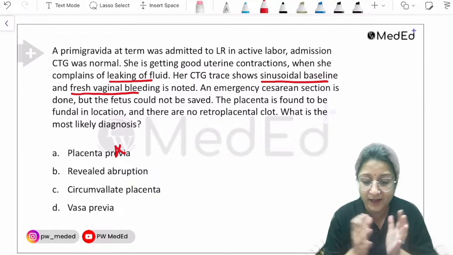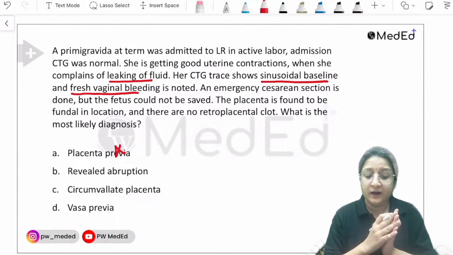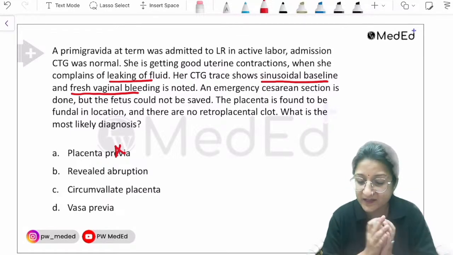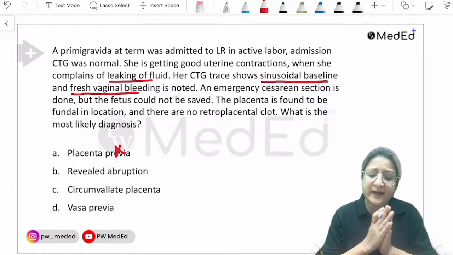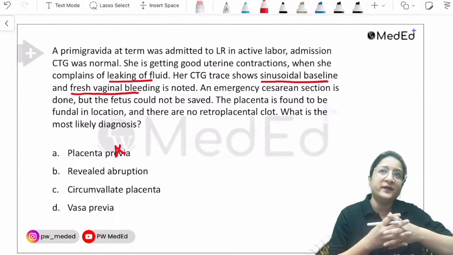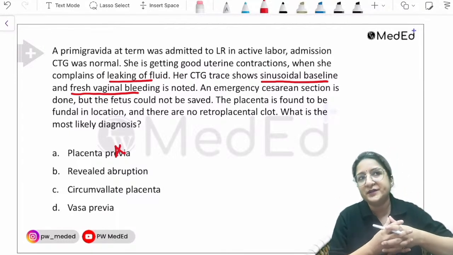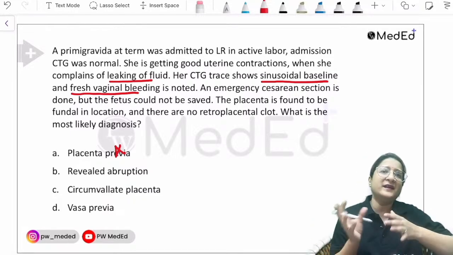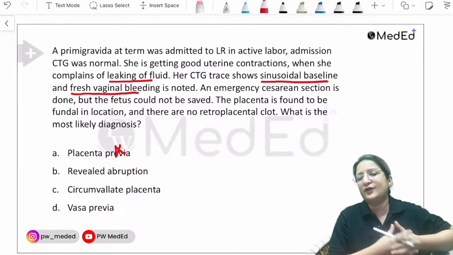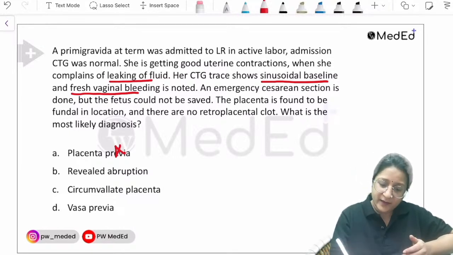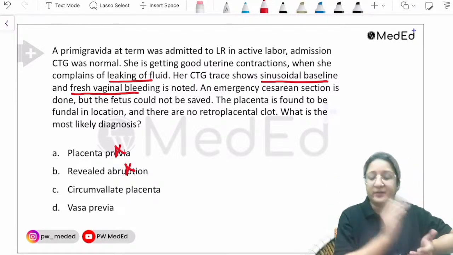They're not mentioning anything about the tone of the uterus or any finding in support of placental abruption. There are no retroplacental clots. Of course, if it would have been a concealed abruption, there would have been retroplacental clots. But even when there is a revealed abruption, there is some degree of clotting appreciable behind the placenta. So I'm not in favor of revealed abruption.